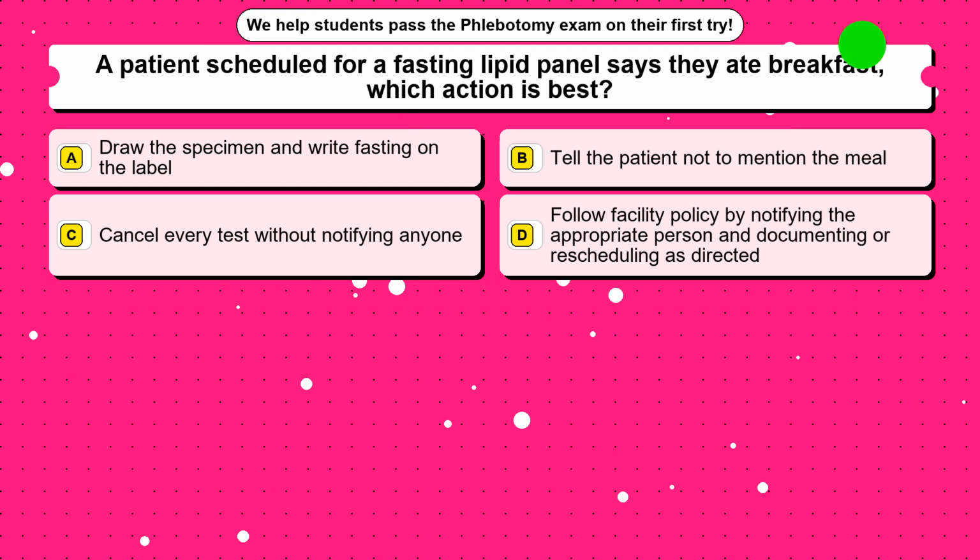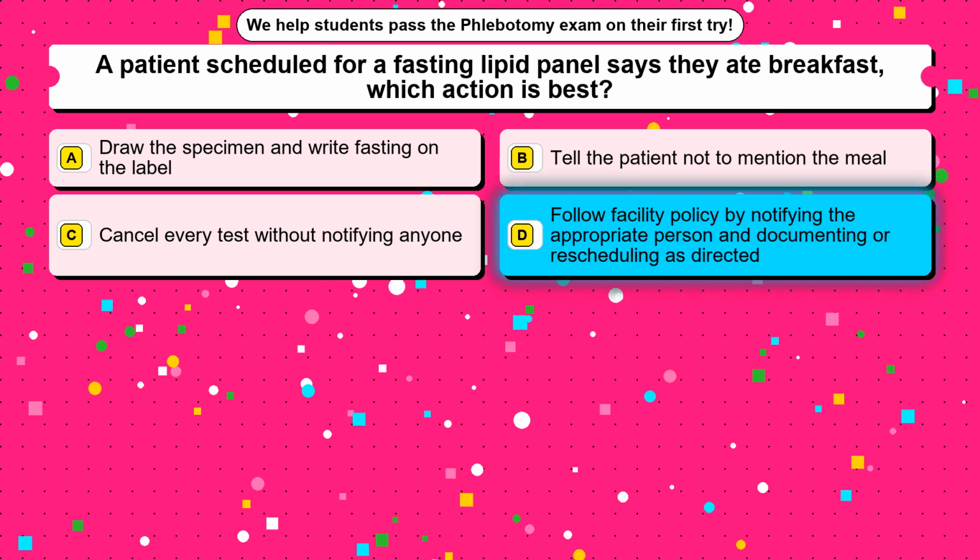Question 76. A patient scheduled for a fasting lipid panel says they ate breakfast. Which action is best? Option A. Draw the specimen and write fasting on the label. Option B. Tell the patient not to mention the meal. Option C. Cancel every test without notifying anyone. Option D. Follow facility policy by notifying the appropriate person and documenting or rescheduling as directed.